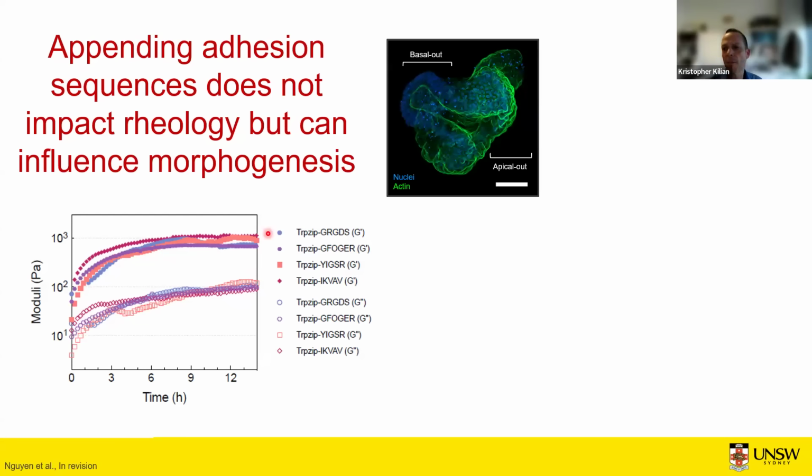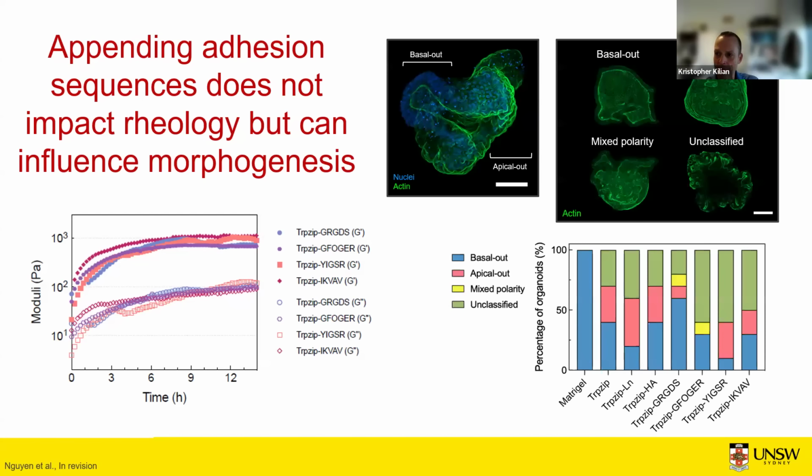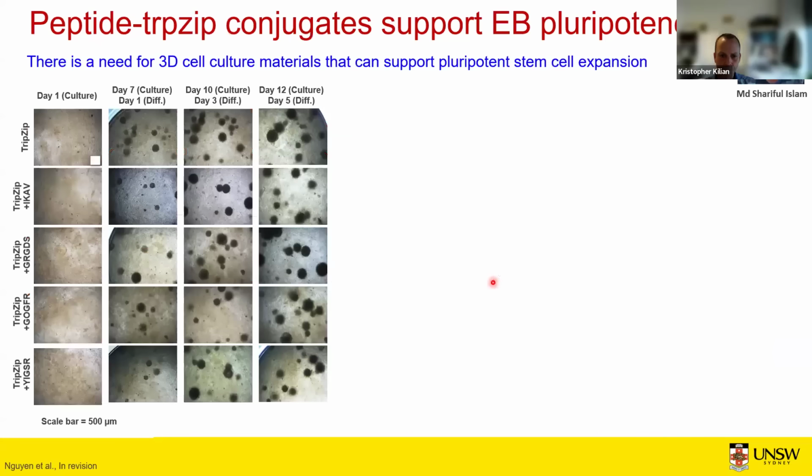And when we look at organoid morphology, we see a mixed bag of phenotypes depending on what we've used. And so this here is showing Matrigel where you get exclusively basal out apical in, but then when we add Trpzip, we get a mix of phenotypes across the gel. And if we conjugate, if we use laminin or hyaluronic acid or these various peptides, then we can control to some degree this organoid polarization. And so we're still working to optimize this, but we think we've gotten a handle on how we might be able to control this polarity in our 3D cultures.